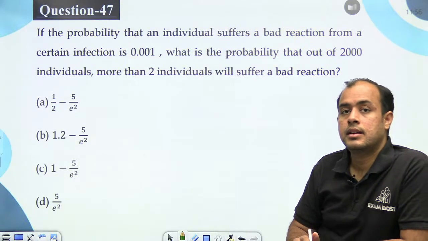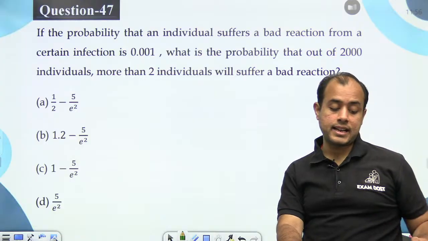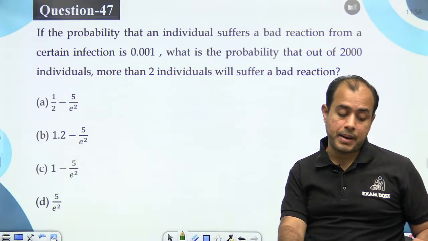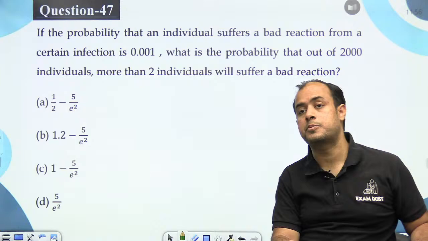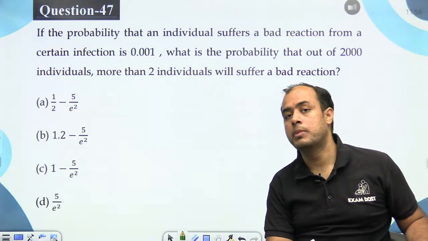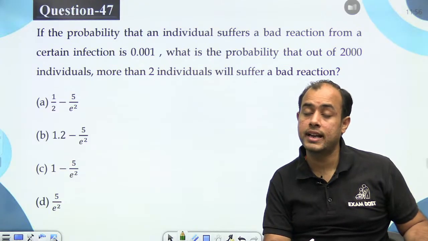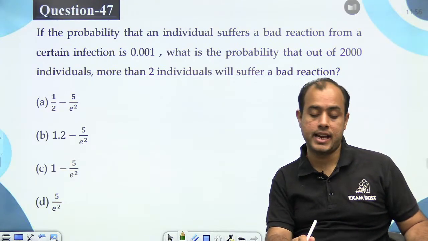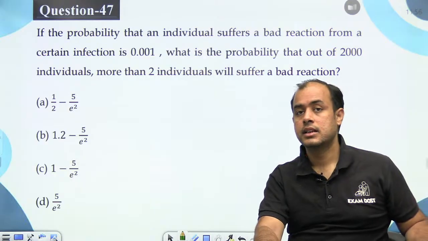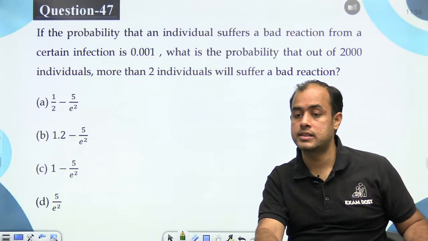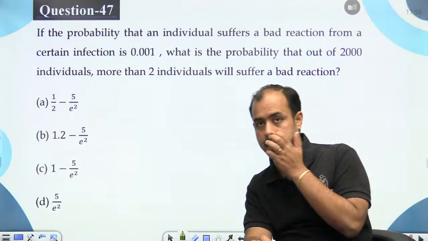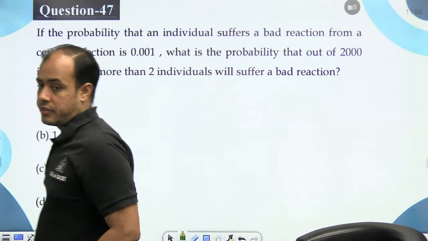Simple. If the probability that an individual suffers a bad reaction from an infection is 0.001, find the probability that out of 2000 individuals, more than 2 will suffer a bad reaction. Try this out. Come on, everybody.